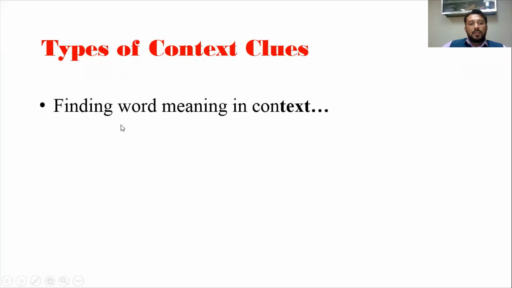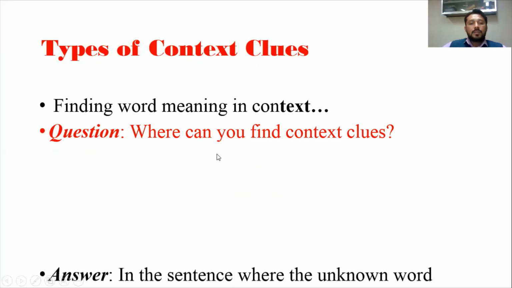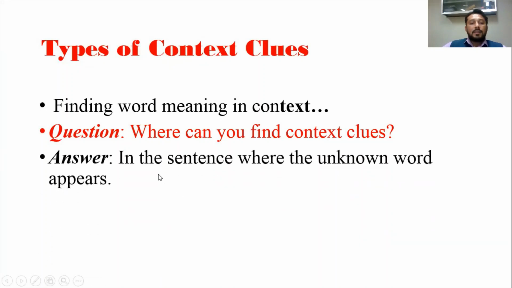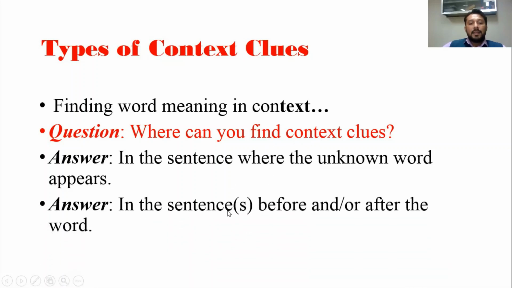Types of context clues. Finding word meaning in context. Question: where can we find context clues? Where can we find the meaning of the unknown words? The answer is in the sentence where the unknown word appears, or in the sentences before and/or after the word.